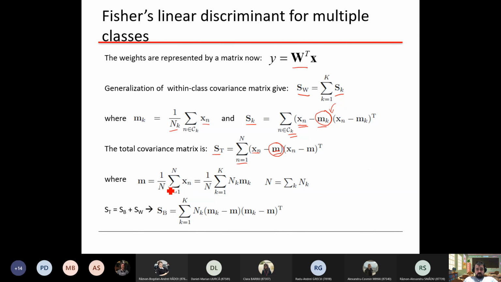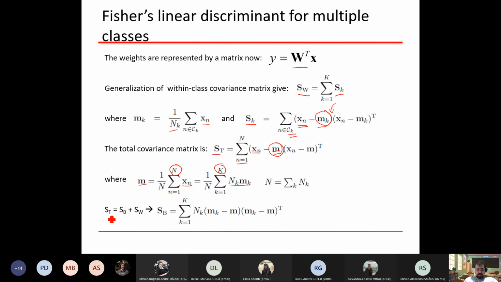Now, the value of m is computed simply as 1 over n times the summation of xn, which can be derived as nk multiplied by the class mean. So we switch from a summation over the number of points to a summation over the number of clusters or classes, and we have this formula.